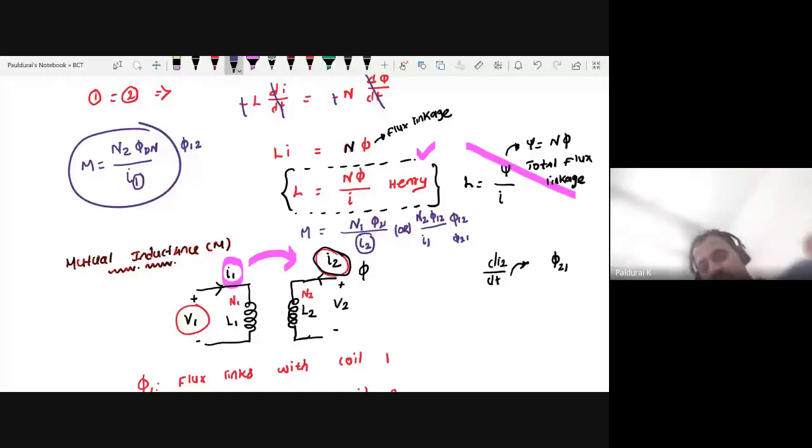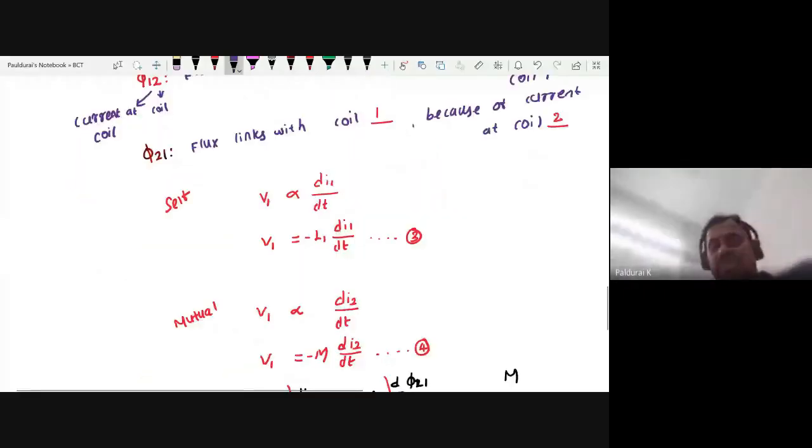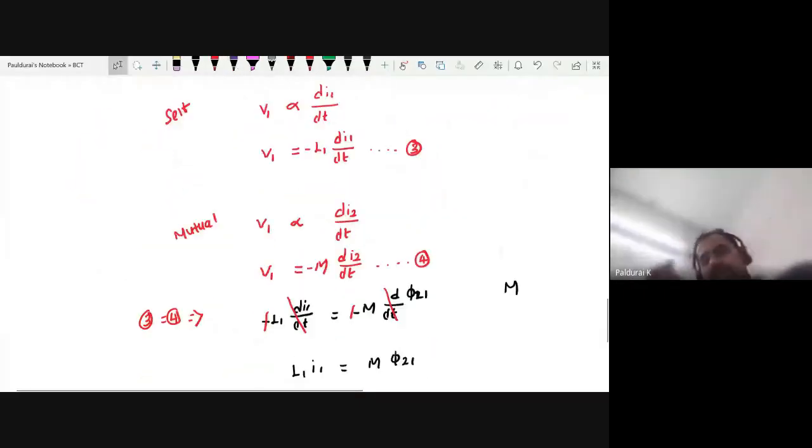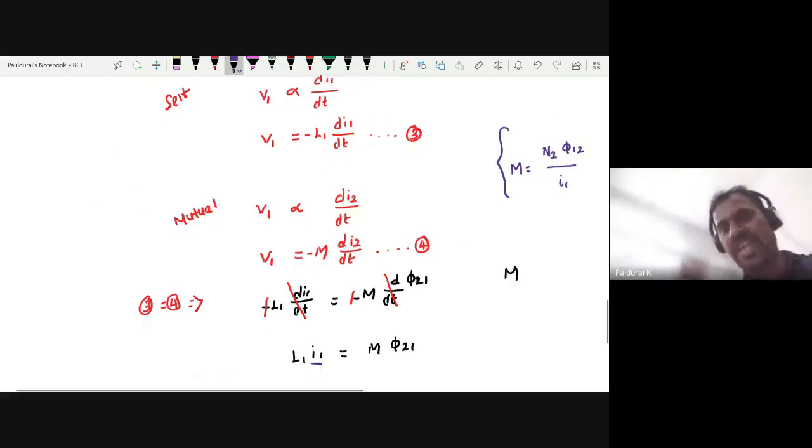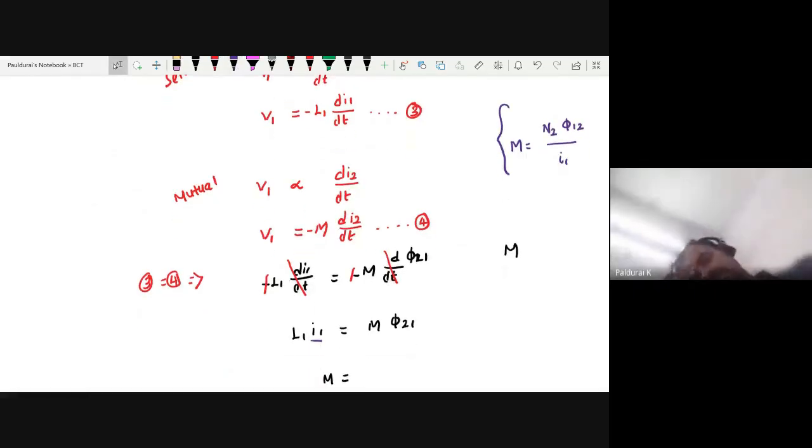Now I want to derive this. So where did I make a mistake? Can anyone help me? Now I want to get M equals, here I am looking for I1, right? So I1, so obviously it is N2, then obviously it is phi 12. I'm looking for this formula. So where did I make a mistake, please help me. Just think. I want to get this formula. So to get this formula, what will you do?